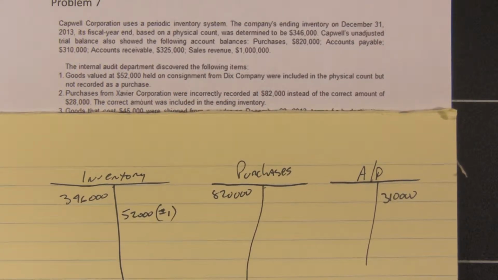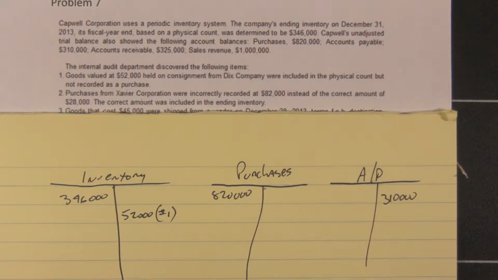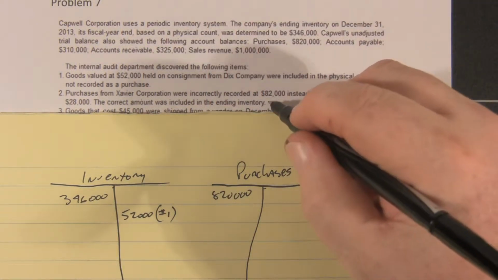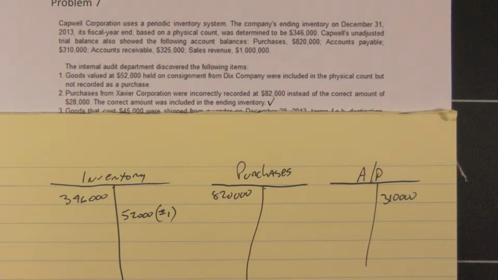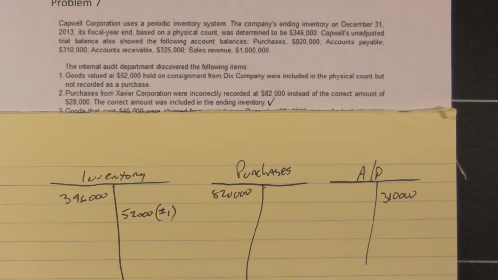Purchases from Xavier Corporation were recorded at $82,000 instead of the correct amount of $28,000. The correct amount was included in the ending inventory. So we're pretty good with that one. We don't need to worry about that one. It was included, okay?